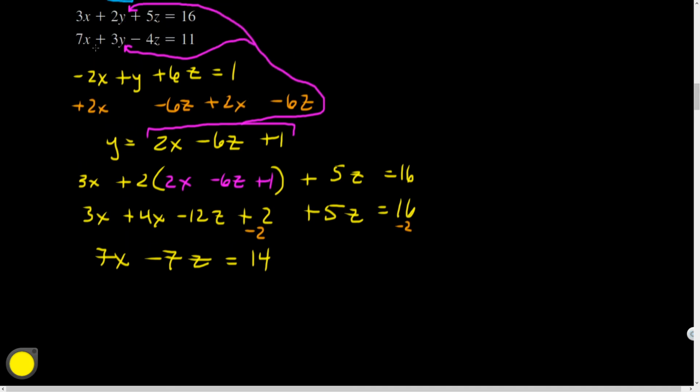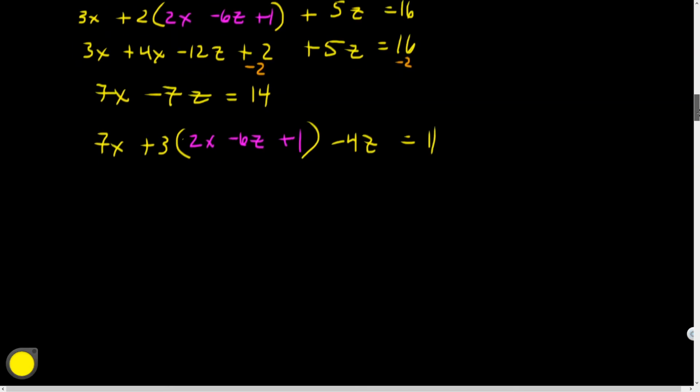What's the other equation that I was plugging in for? Right here. And so this is, by the way, a different setup. 7x plus 3y, and I'm going to replace y with that purple expression here, minus 4z equals 11. And let's try to use our purple. Here we go. And so let's simplify, and I'll have another equation with 2 variables, the same 2 variables as this one. So good stuff.